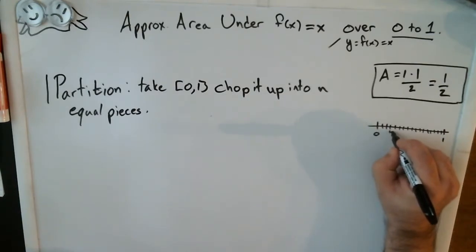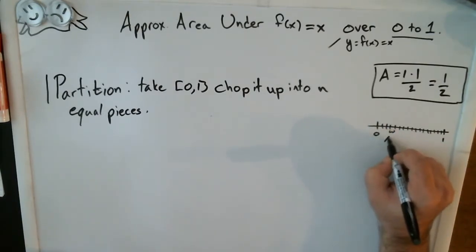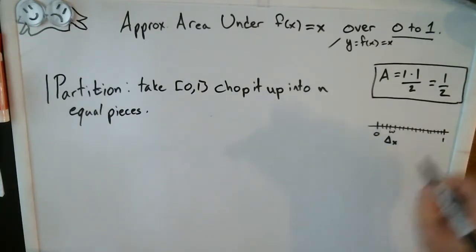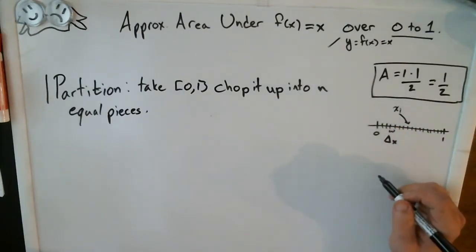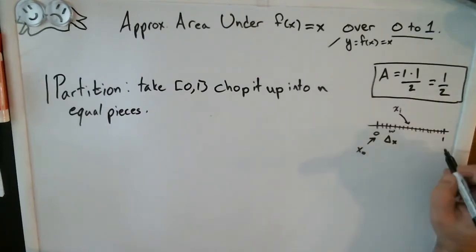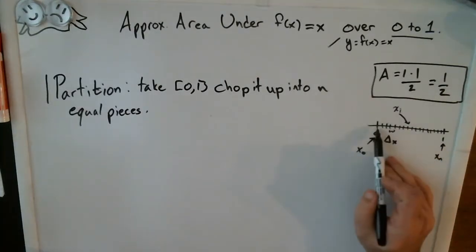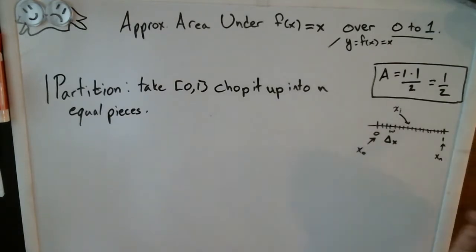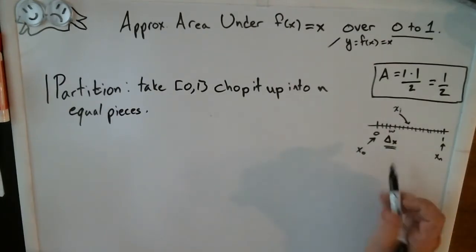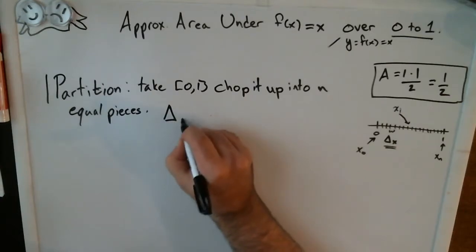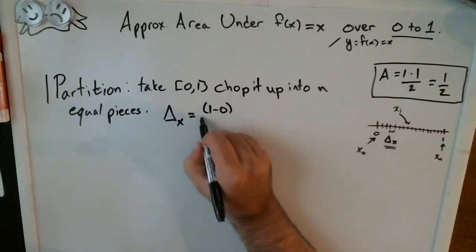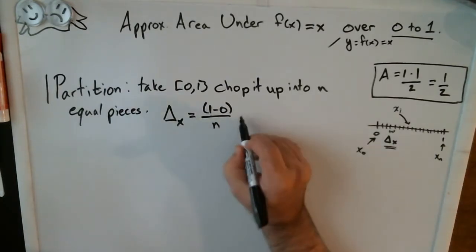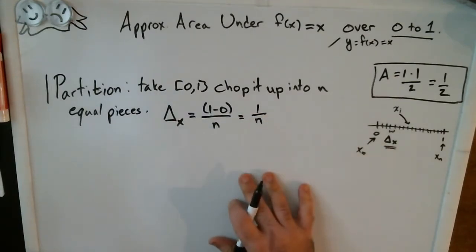We call the length of each piece delta x, and the ith location we're going to call xi. We always start at x0, and the last one will always be x sub n because I have n pieces. So the first thing we can determine is the value of delta x, which equals the length of my interval, 1 minus 0, divided by how many pieces there are, n, so my delta x is 1 over n.